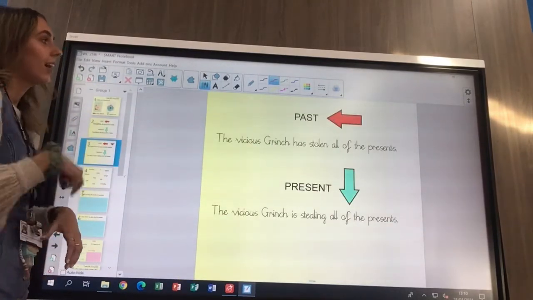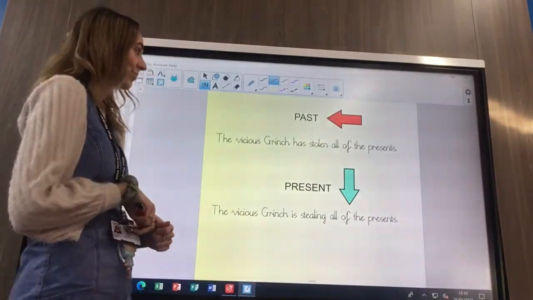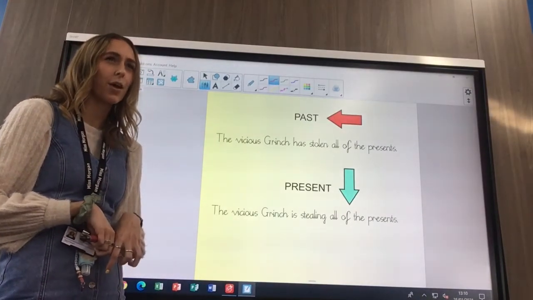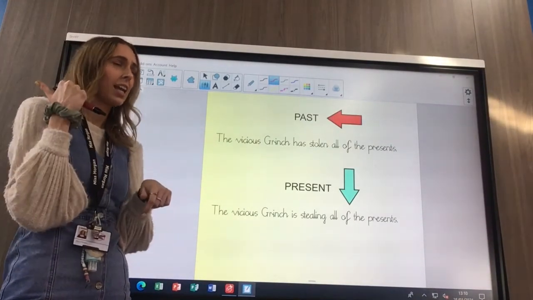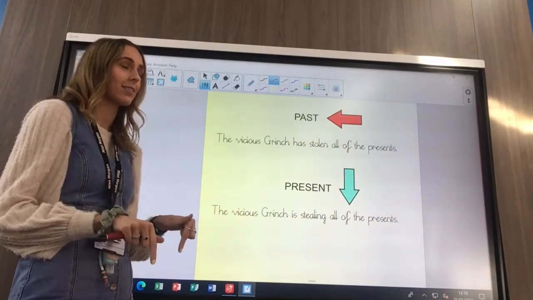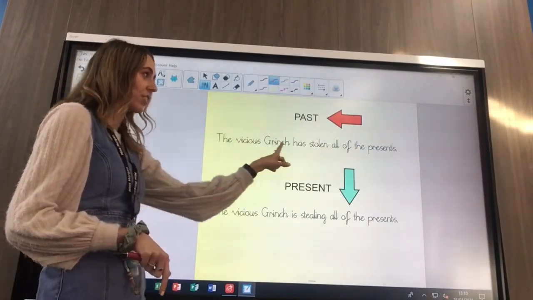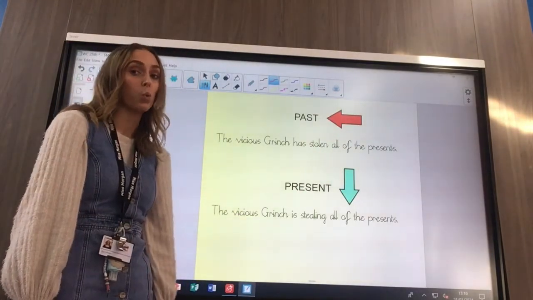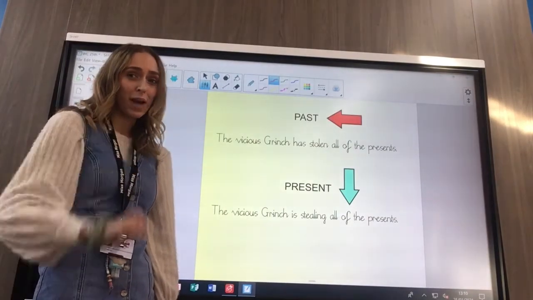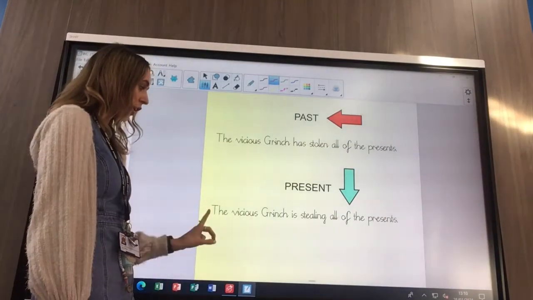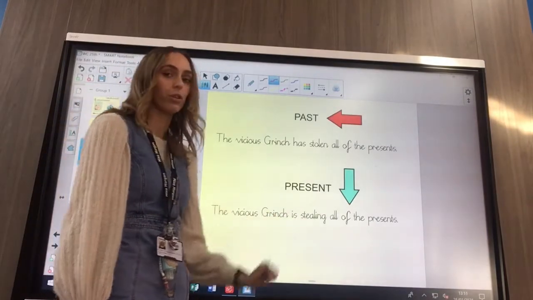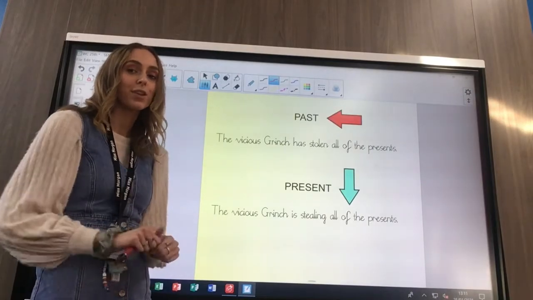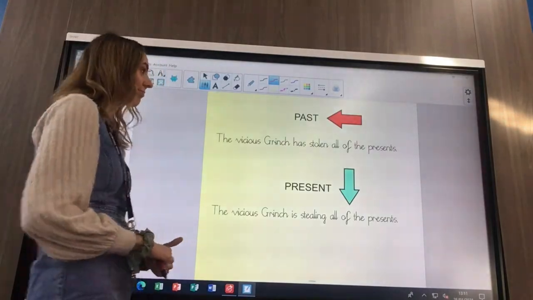Okay, I've got another one here, and I want you to read the sentences and think, how do I know that that's past tense, and how do I know that this is the present tense? So, the vicious Grinch has stolen all of the presents. Now, there's no verbs or words ending in ed there. So, how do I know they're in the past tense? The vicious Grinch is stealing all of the presents. How do I know that that is happening right now? Hit pause on the video and see if you can find those.